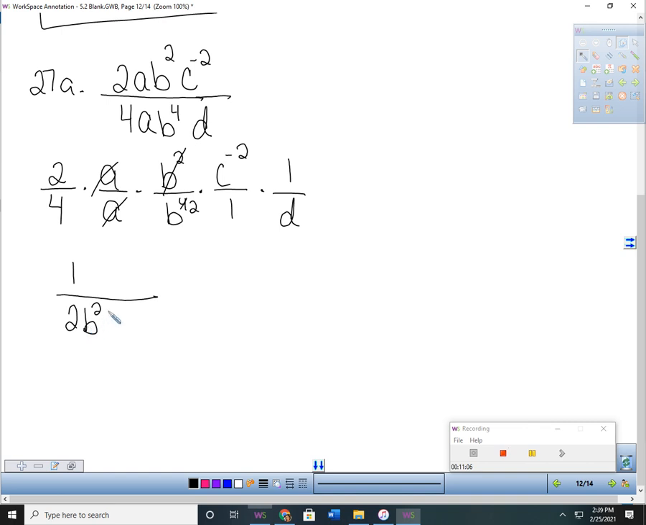Okay? Now, will the c to the -2 stay up here? No. We need to move it to the bottom so that we can change it to a +2. And then the d, there's nothing that goes with it up here, right? So it will stay on the bottom. And I don't like that my 1 is way over there. So you have 1 over all of that. We have no negative exponents. We've combined all of our like terms, simplified everything. So we're done with that.